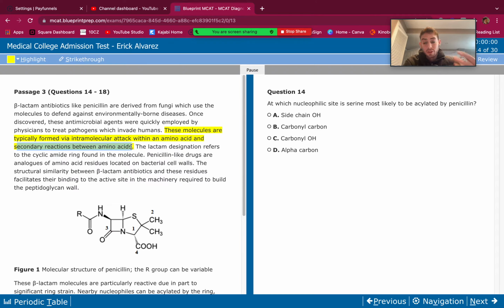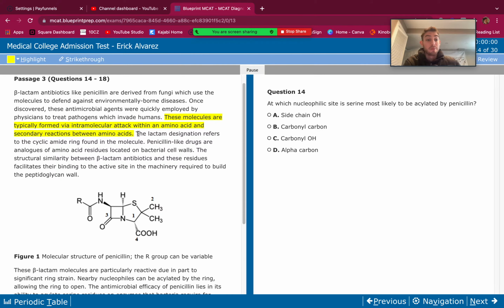I've seen this before in my content review, so I'm going to highlight that, because maybe one of these questions is going to ask, hey, do we have inversion or retention of stereochemistry? And then you're going to have to look and see, where's the reaction? Boom, it's right there. So just in case, I'm going to highlight that.